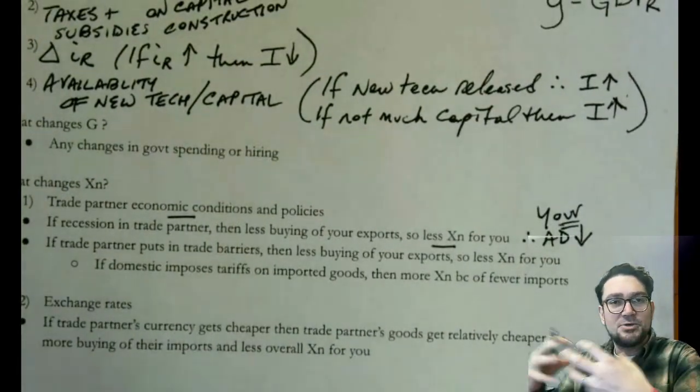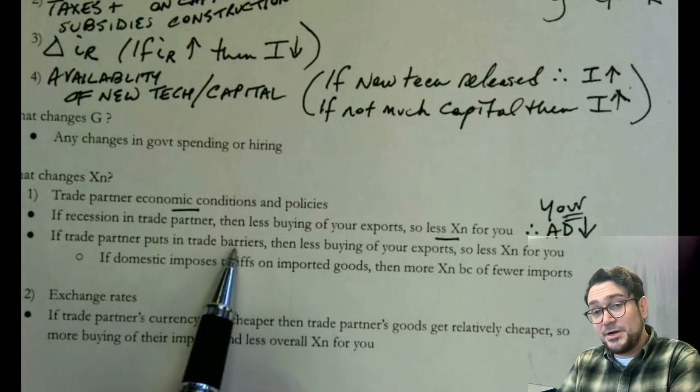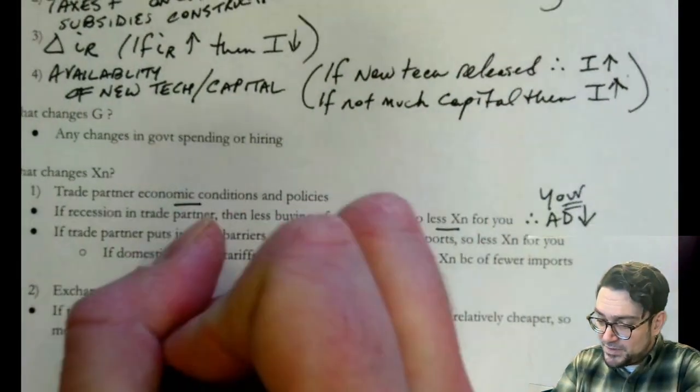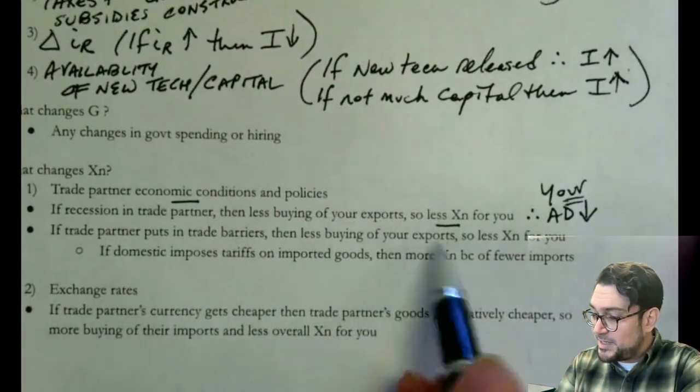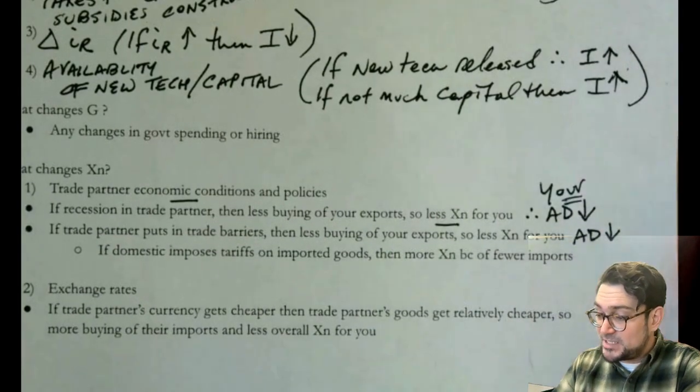So economies are often linked together. Another way to think about that: if a trade partner puts in a trade barrier, like a tariff, then they're going to buy less of your stuff, and so less XN for you. So aggregate demand can be affected by that.